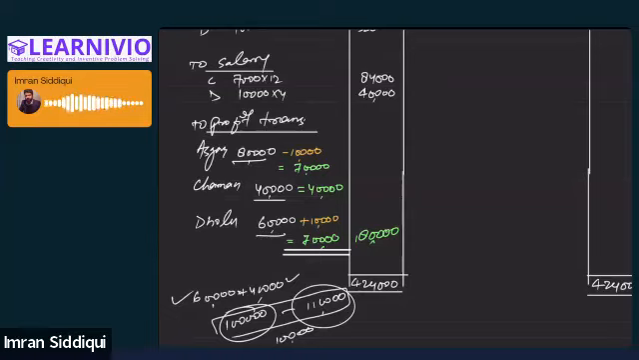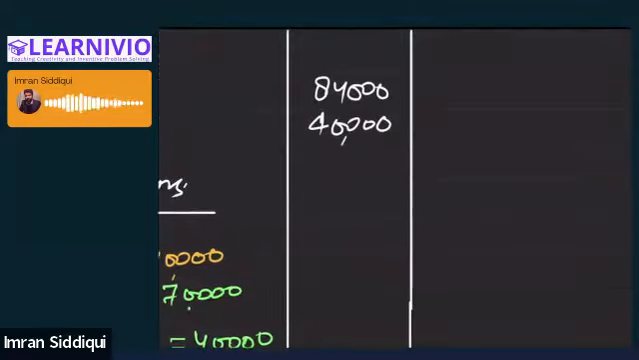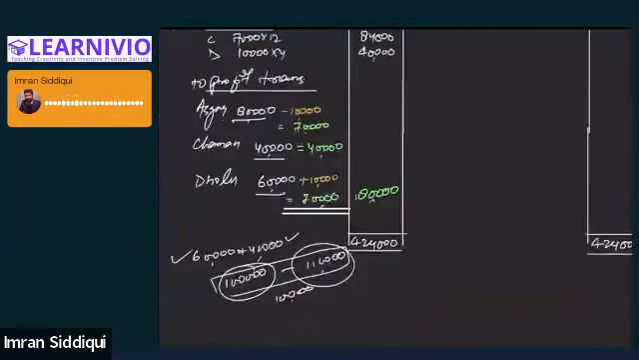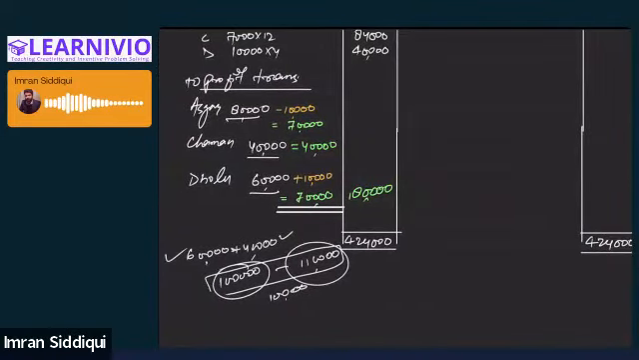We will subtract 10,000 from Asgar's profit and add the same to Dholu's profit. And this way, Asgar's divisible profit will only be 70,000. Chaman's profit will be 40,000 and Dholu's profit will be 70,000. And 70 plus 40 is equal to 1,10,000. So Dholu got what he was guaranteed.